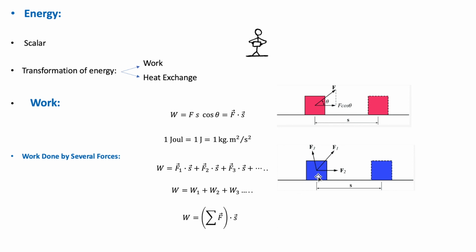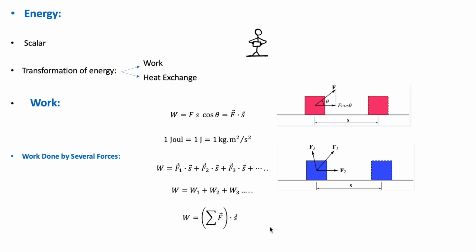If the force is in the same direction as the displacement and theta is equal to zero, then the work done on the object is positive and energy is transferred to the object, okay? And if theta is equal to 180 degrees, then the force is opposite to the displacement and the work is negative and energy is transferred from the object.